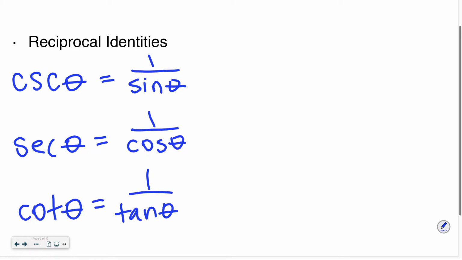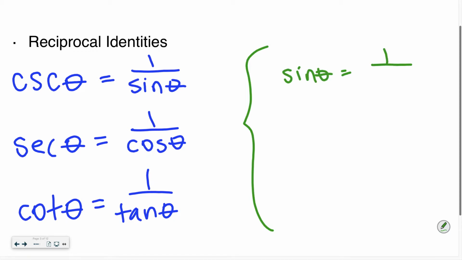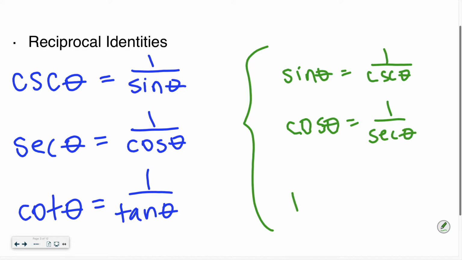Now, technically, we could also say, and these are just the same things rearranged, that sine is 1 over cosecant, cosine is 1 over secant, and tangent is 1 over cotangent. I'm just throwing those up there because those could be beneficial. They are the same thing, just rearranged a little bit. And so technically we have these 3, but we can think of them as 6 if you'd like.